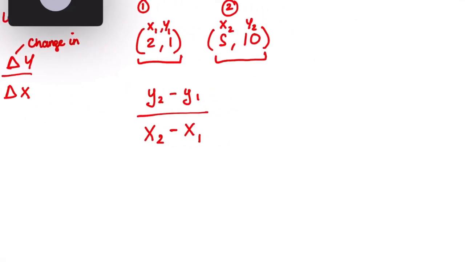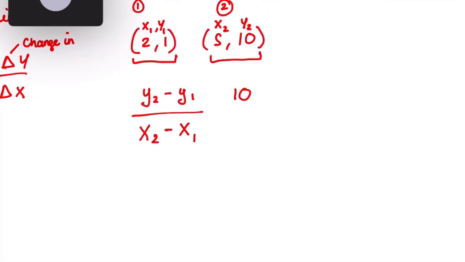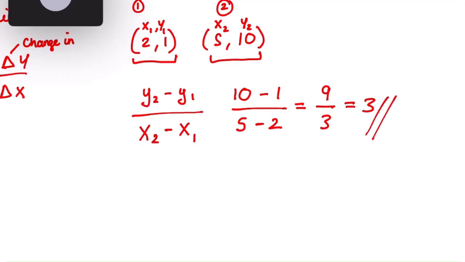Okay, so y2 is 10, y1 is 1, so we're going to do 10 subtract 1, and then divide it by x2, which is 5, subtract x1, which is 2. That's what we're going to do. So 10 subtract 1 gives you 9. 5 subtract 2 gives you 3. So we're going to do 9 divided by 3, and that's just going to give us 3. Okay, so that's our gradient.